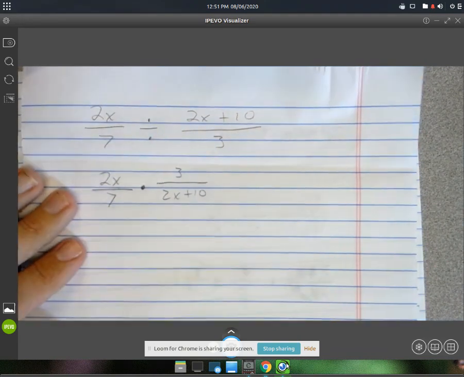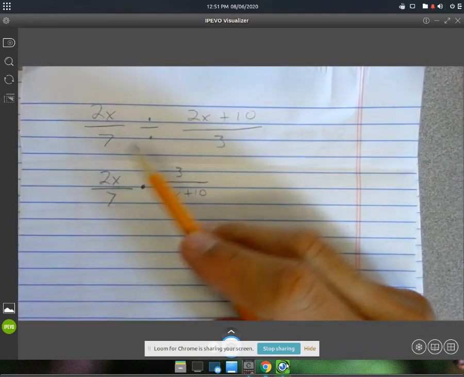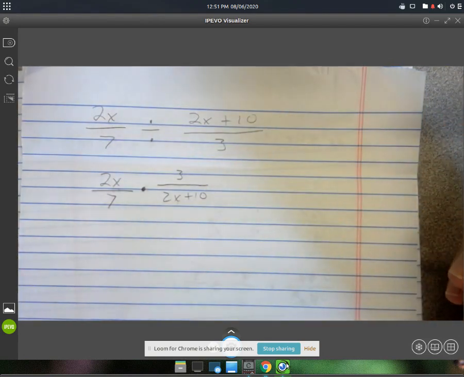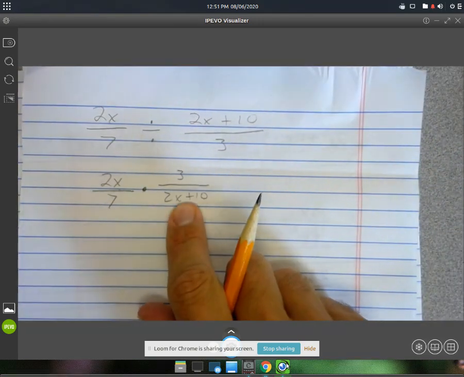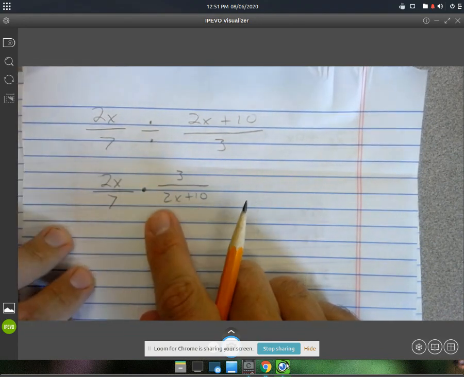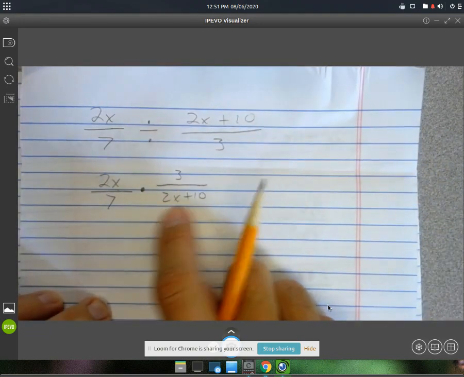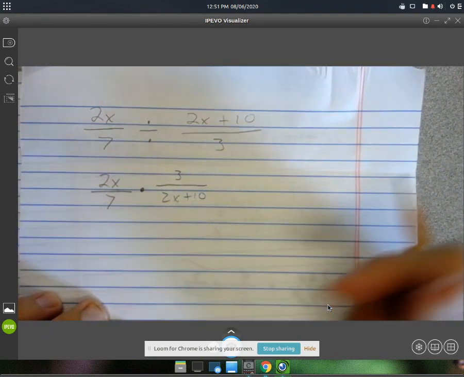10. Now you might be tempted to cancel a 2x with a 2x, but you cannot do that. The only way that you're able to cancel stuff in fractions is if they are factors. So if there was another 2x plus 10 up here, you could cancel that whole 2x plus 10 with this whole 2x plus 10. But everything has to spell out multiplication. And right now, this is all addition.